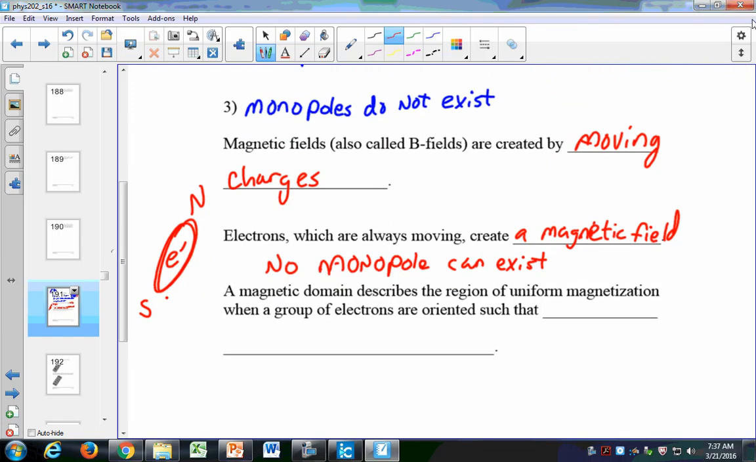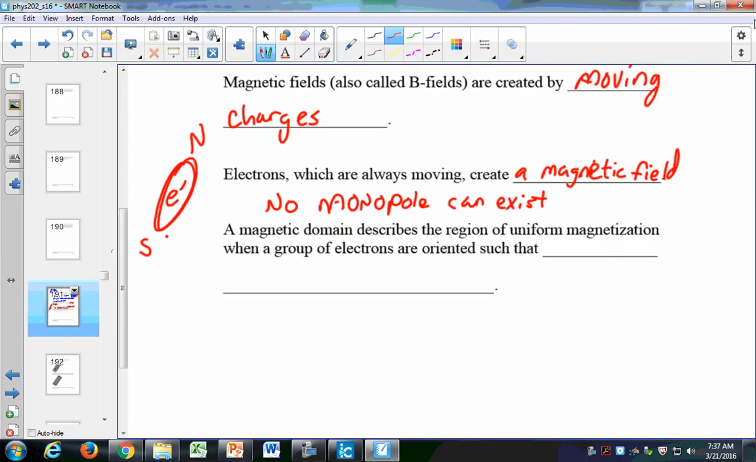All right. We talk about magnetic domains when we talk about magnets. A magnetic domain just describes a region of uniform magnetization when a group of electrons are oriented such that their magnetic fields are all in the same direction.